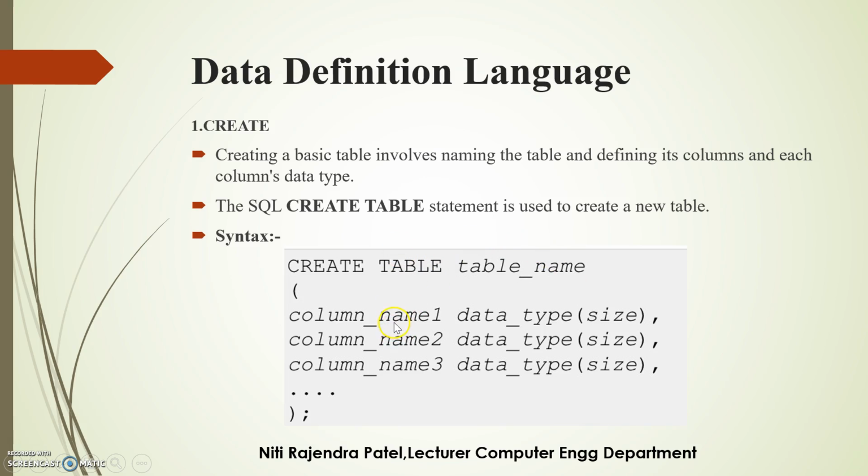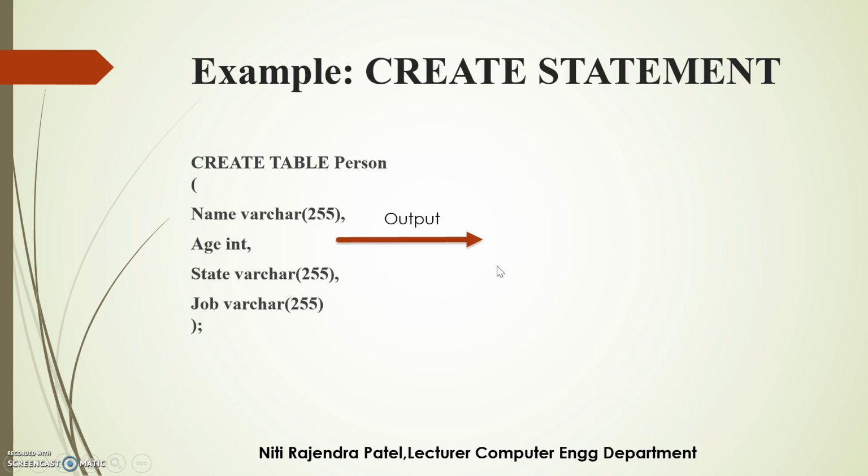We can have any number of columns depending on the table. Let us look at an example of a create statement. Let us create a table called person with the following columns: name, age, state and job, with the data type varchar for the column name, data type int for the column age, data type varchar with the size 255 for the column state, and varchar with the size 255 for the column job.